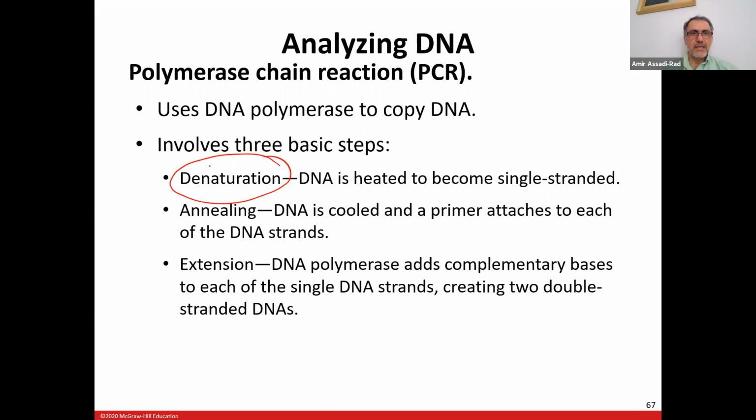So the first step is to break that DNA, denature it. The next step, they add chemicals, and 2 new strands are formed. DNA polymerase adds complementary bases to the new strands, creating 2 double-stranded DNA molecules. That's called extension. And then you repeat that.